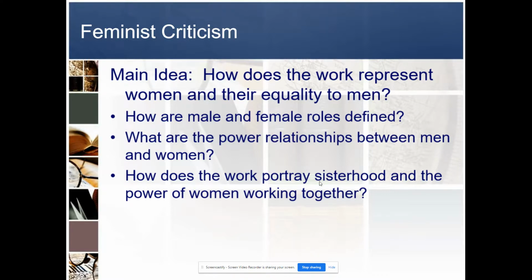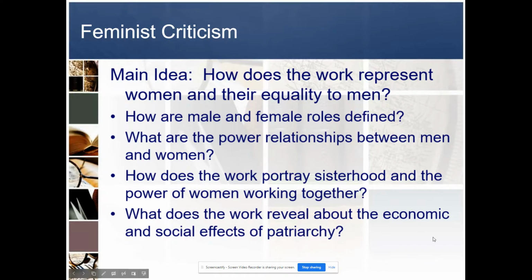For this one, how does the work portray sisterhood and the power of women working together? Even if there are not any central male figures in a book, it could be a feminist book because it could be showing that women can work together to achieve everything in society that needs to be achieved. So look at the relationships between women. Are the women working together cooperatively? And are they achieving more together than they could alone? Or is the work showing that women cannot work together? Are the women portrayed as catty and competitive, and in that way more stereotypically showing how women will fail to cooperate?